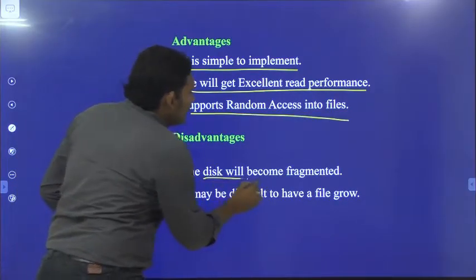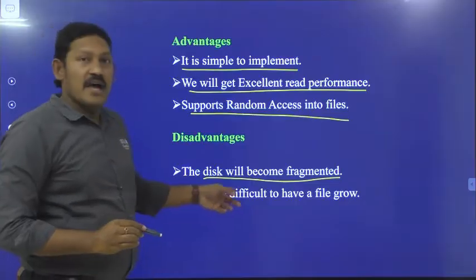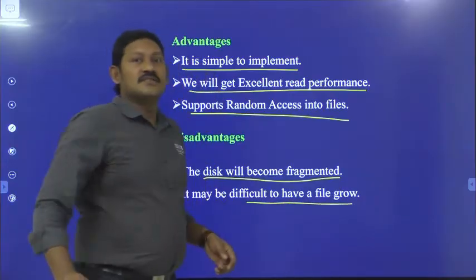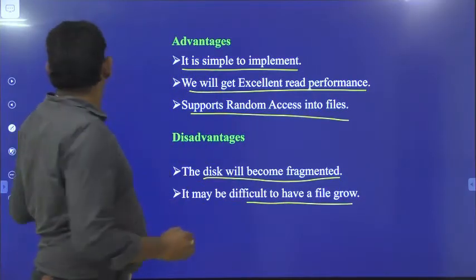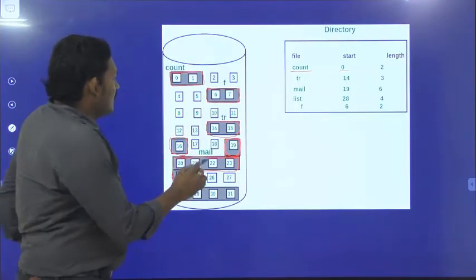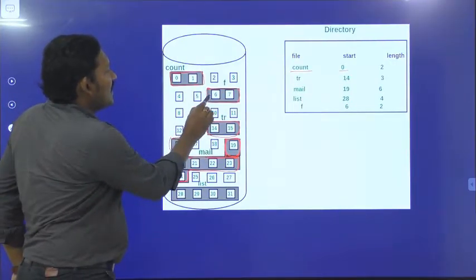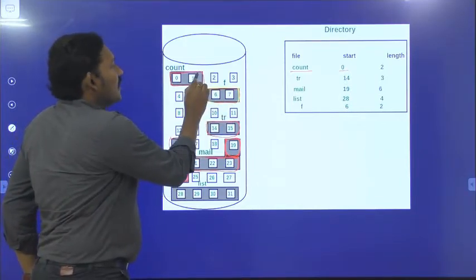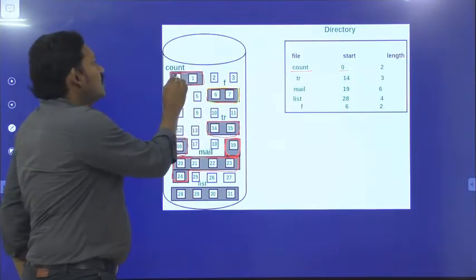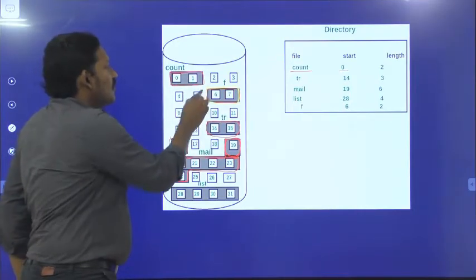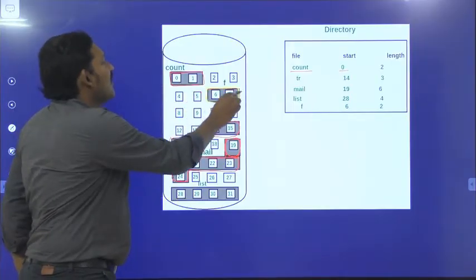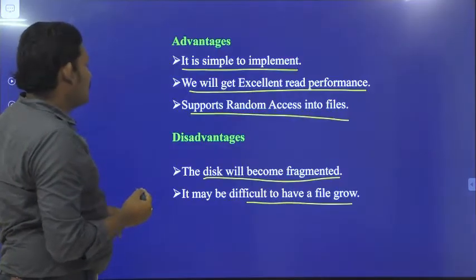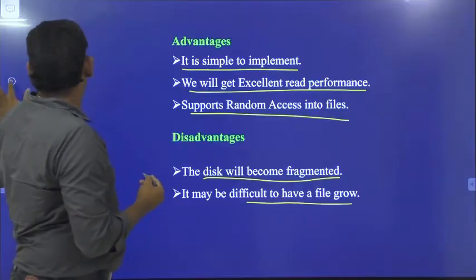Here the disk will become fragmented, and it may be difficult to have a file grow. Meaning, in order to increase the size of the file, it may be difficult. Why? Because if you see here, this file starts at the 6th location. Suppose you want to store 10 more blocks under the file name count, it may not be possible. Why? Because from the 6th location we have another file. Only 2, 3, 4, 5 are available. So in that situation, it may be difficult for a file to grow.